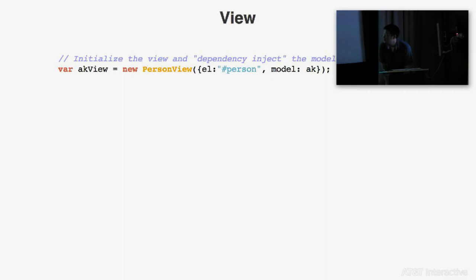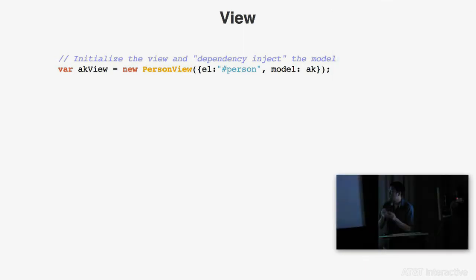So, to initialize a view, you can just say var view, and then like I said, you have to pass it its two dependencies. You pass it the DOM element that it's associated with, and then the model that's associated with it. And then when this happens, it'll call the initialize function. And then usually at the end of your initialize function, you would call this.render. And that would render the view once it's initialized.